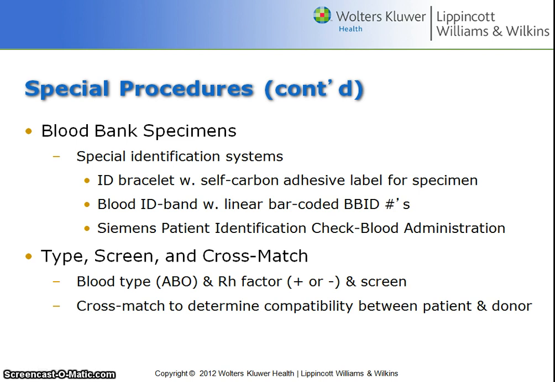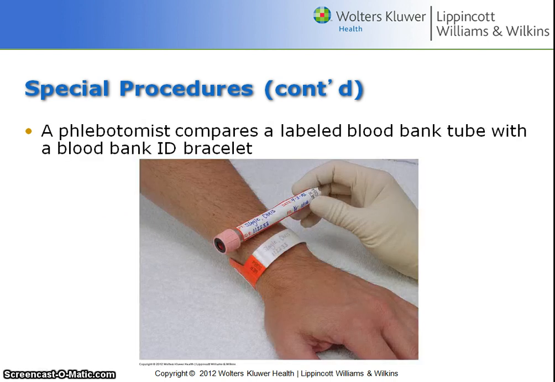Alright, special identification systems for blood banks. You use an ID bracelet with self-carbon adhesive label for specimen, blood ID band with linear bar coded, type screen and cross match, blood type ABO, and RH factor plus or negative. Cross match to determine compatibility between patient and donor. So this is an example of that stuff.